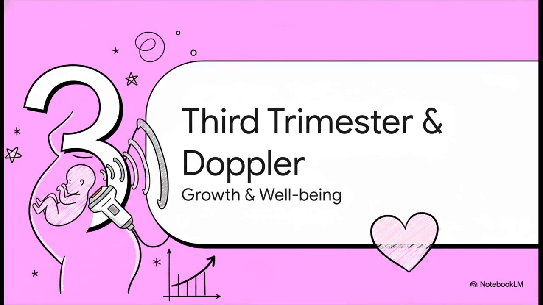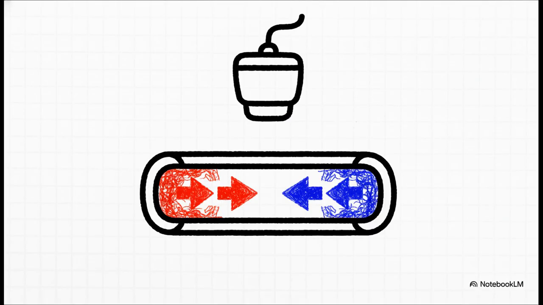Okay, so now we're in the home stretch, the third trimester. At this stage, our focus shifts again. We've already set the dates, we've checked all the anatomy. Now the main job is to monitor fetal growth and, most importantly, to assess the baby's well-being, especially if it's a high-risk pregnancy. And this is where Doppler ultrasound becomes such an incredible tool.